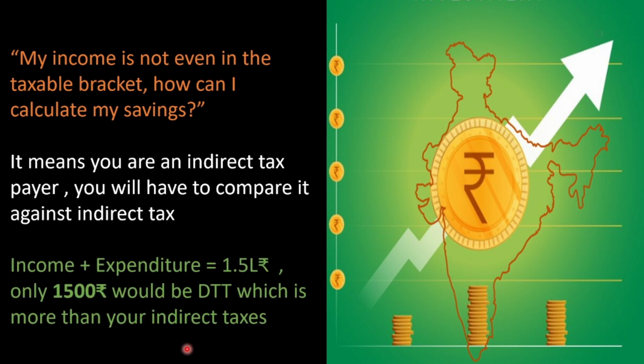Now, let's take one example of a person who is not in the taxable bracket. His income and expenditure put together is 1.5 lakh rupees. At 1% DTT, this comes up only to 1,500 rupees. And 1,500 rupees will be very less compared to all your GSTs paid together.